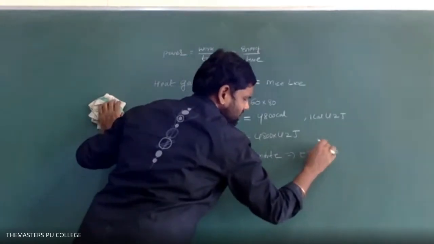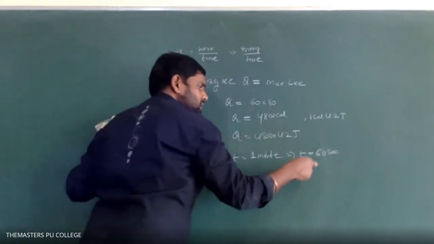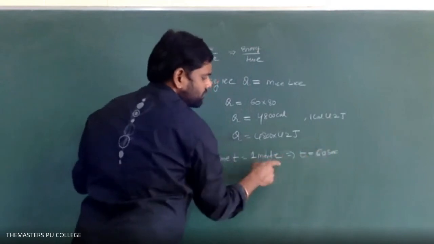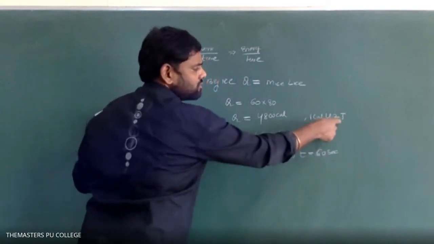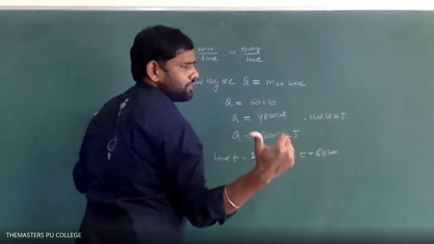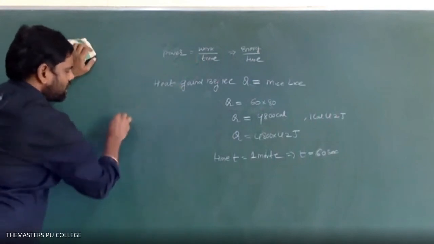Why should I convert it into 60 seconds? Because second is the SI unit of time, not minute. That's why joule here, second here. All are in SI units, and then only the final unit will also be in the SI system.